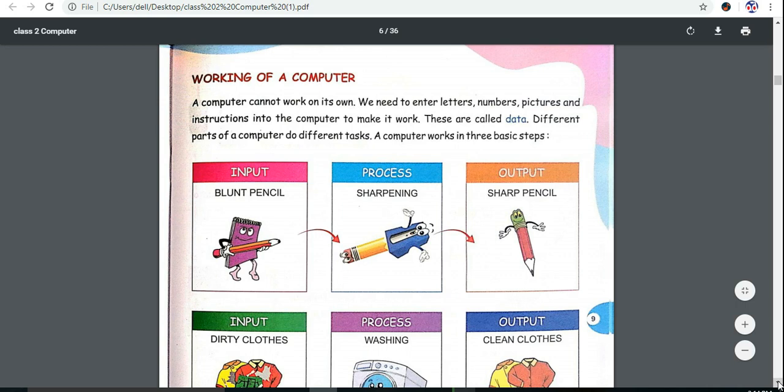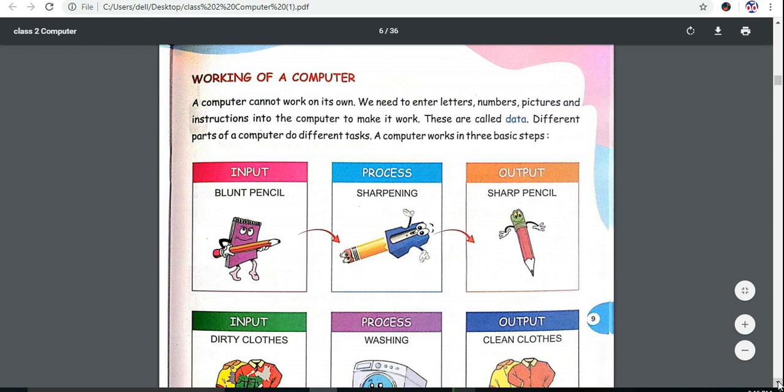Step number 1, input. Step number 2, process. Step number 3, output. All these are the steps. We can't change the steps number. Like why I'm telling you that we can't change the steps number, because number 1 is fixed for input, number 2 is fixed for process, number 3 is fixed for output.